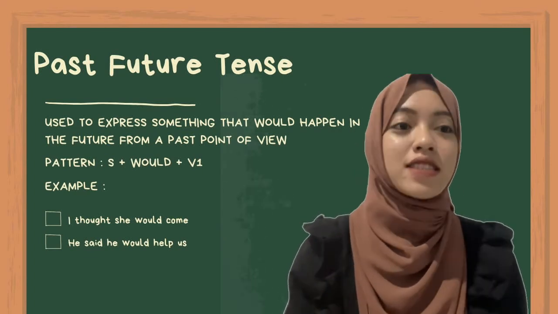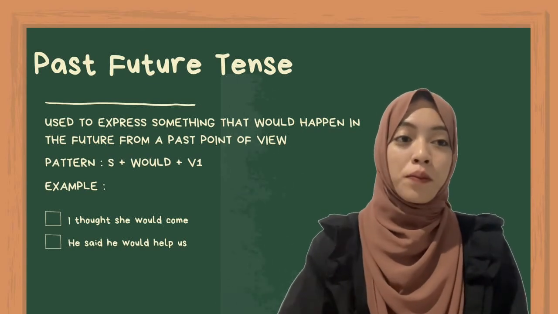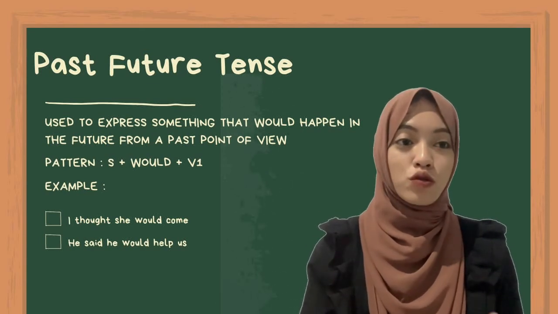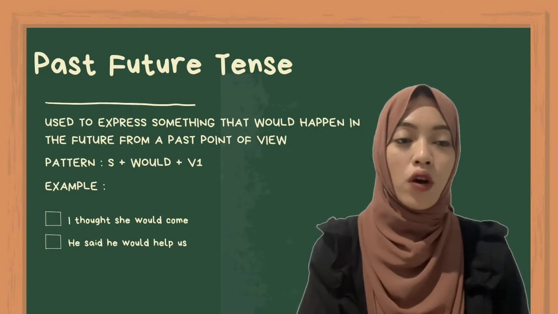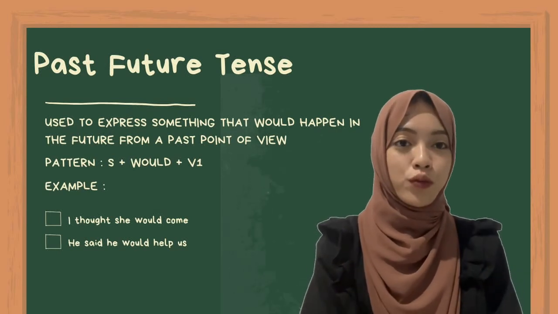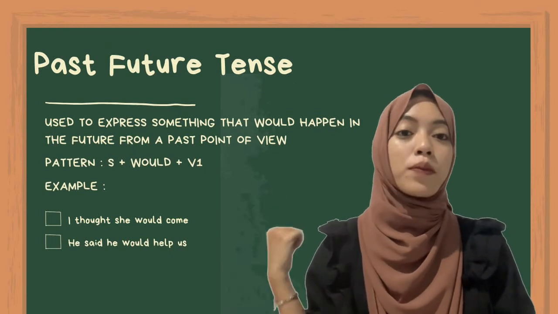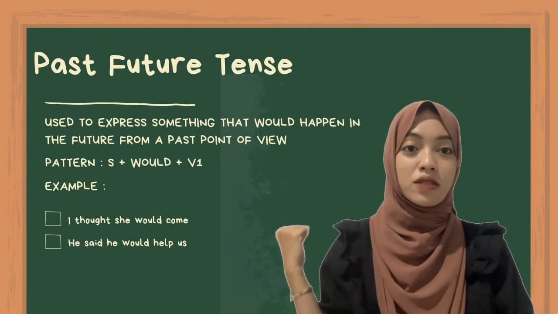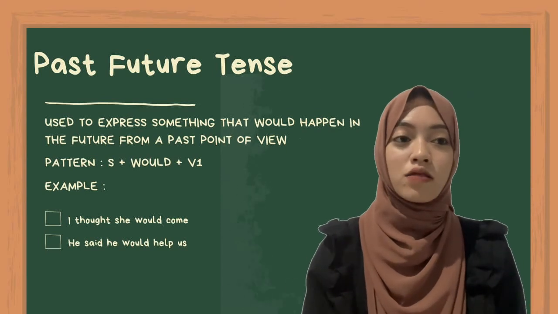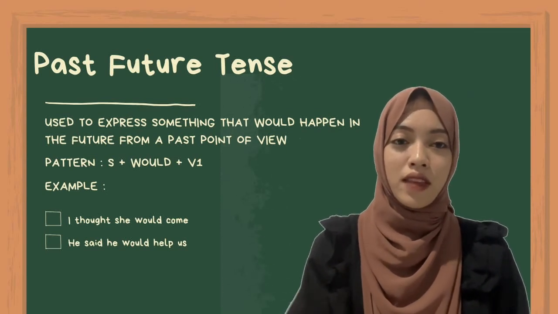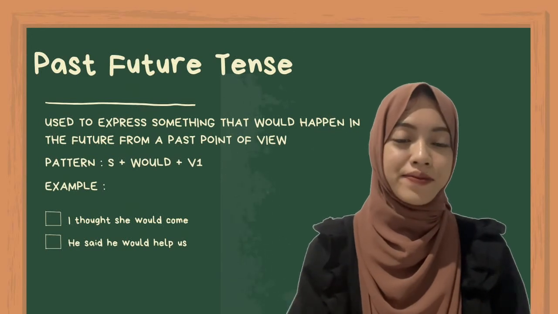The first is past future tense. Past future tense is used to express something that would happen in the future from a past point of view. And the pattern is subject plus would plus verb 1. For example, I thought she would come and he said he would help us.